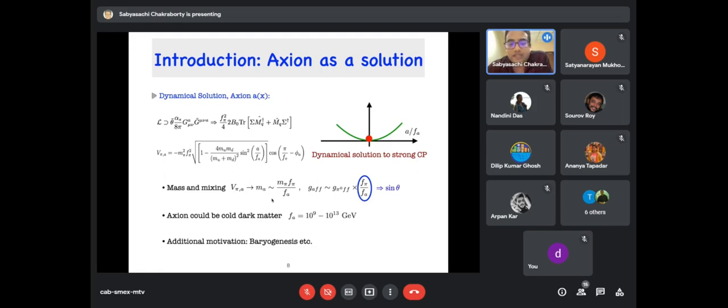Now, as I said in the beginning, axion can have other interesting results. For example, it can be an excellent cold dark matter candidate where FA needs to be 10 to the power 9 to 10 to the power 13 GeV. This is through what is known as the misalignment mechanism. And axion can also be a tool to solve baryogenesis. So now this A by FA GG dual term is absent from your potential. Exactly. A by FA GG dual is rotated away. But then I have axion quark derivative coupling as well as mass mixing terms.